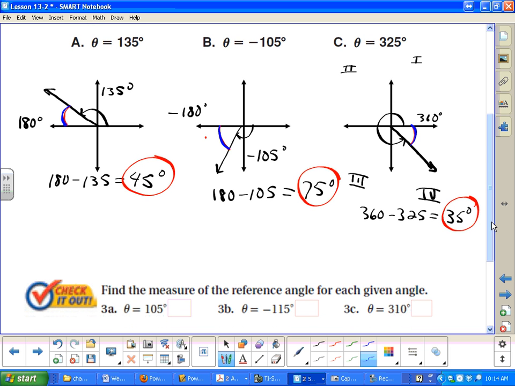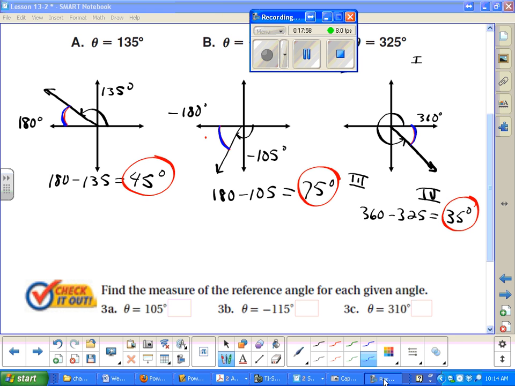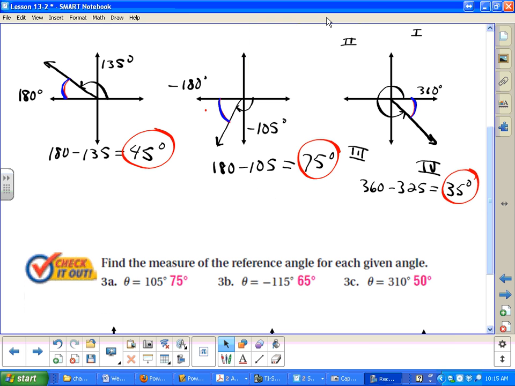So here's a check it out. Go ahead and find the reference angle for each one of these three. Go ahead and pause it for just a moment. Okay, so there's the answer to those check it outs. And you don't have to draw a picture like I did in these, but it probably will help you to draw that picture.